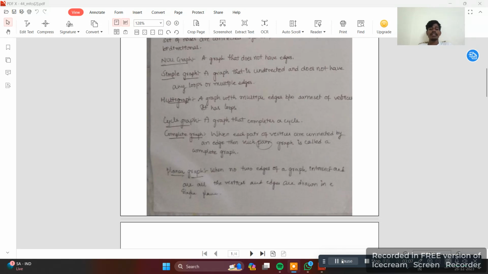Complete graph. When each pair of vertices is connected by an edge, such a graph is called a complete graph. Planar graph. When a graph can be drawn so that no edges intersect, and the vertices and edges are drawn in a single plane, this graph is known as a planar graph.